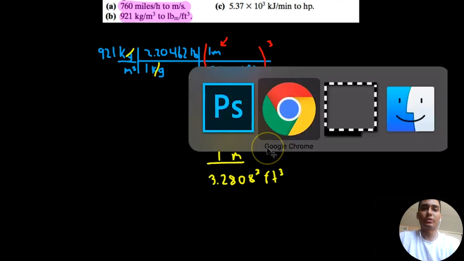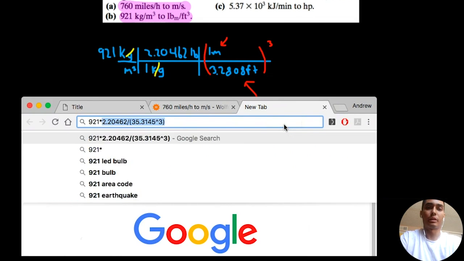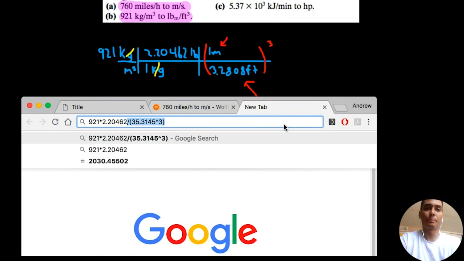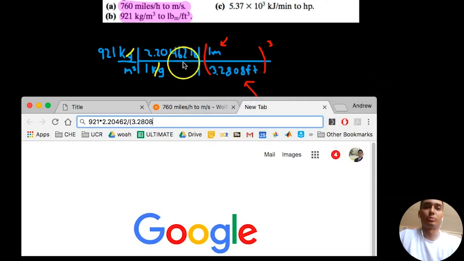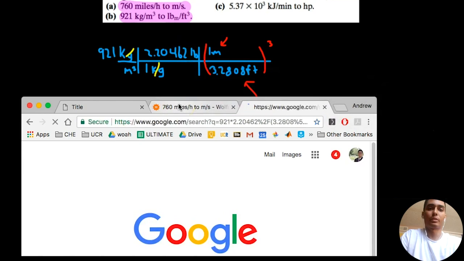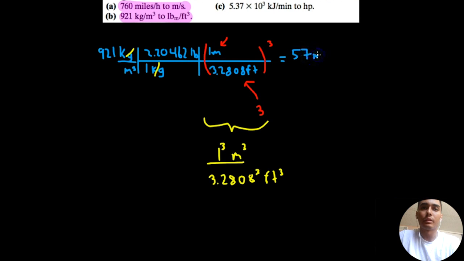So let's just multiply this out. It's 921 times 2.20462 times 1 divided by 3.2808 to the third power, which is 57. Notice that I did that third power. It's very important, otherwise you'd get a very different answer. What would happen if I didn't multiply it by 3? You would get 618. That's a very, very different answer. Remember to apply that third power, so that's 57 kilograms per meter cubed.